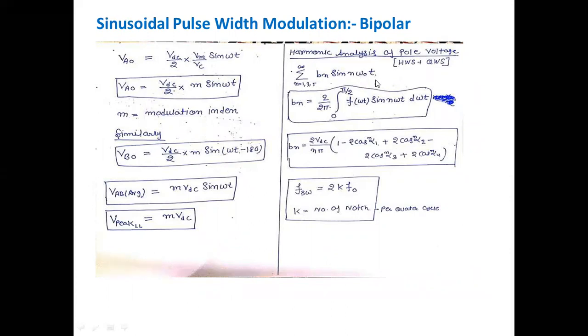I am not going into the detail of the Fourier series, otherwise your lecture will become too long. From here we can calculate the Bn like that, and we can put here the value of Bn like this. So you can remember this. And if you want to understand it, you can look at other video lectures on harmonic analysis and Fourier series. But here I am not going to explain the detail of Fourier series analysis. Okay. So this is the sinusoidal pulse width modulation of bipolar junction, or we can say the bipolar pulse width modulation. So it is very simple to remember.